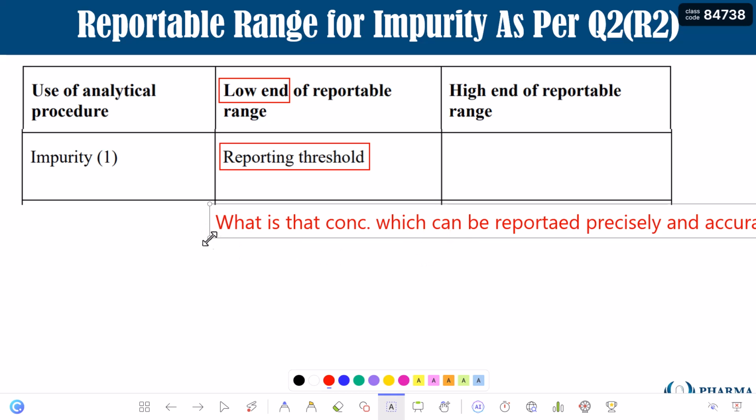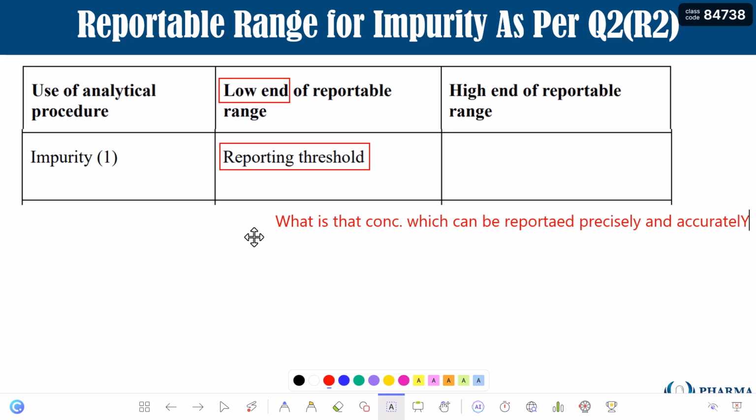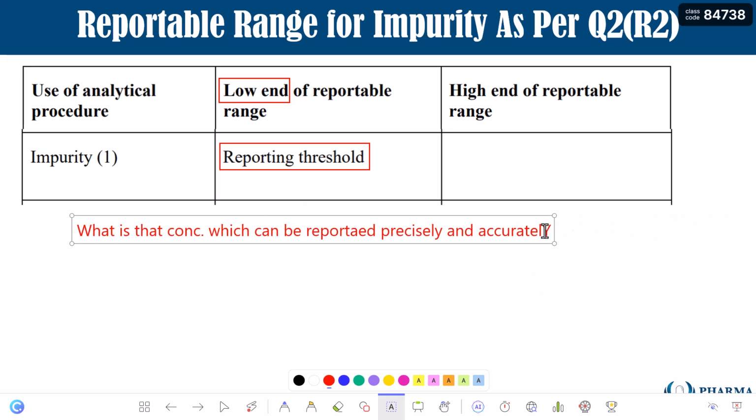I'm talking about the definition of one of the very important parameters that also needs to be performed during method validation, which needs to be reported accurately and precisely. That is nothing but the limit of quantitation, or quantitation limit. It means our reporting threshold could be just equal to the quantitation limit, isn't it? Our reporting threshold can be our quantitation limit.